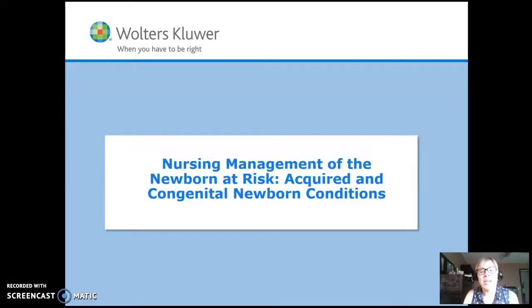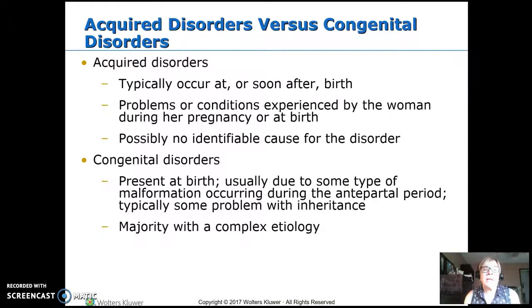This is nursing management of the newborn at risk. So we're looking at acquired versus congenital disorder. Let's start by defining those. An acquired disorder occurs at or soon after birth. This can be a problem or condition experienced by the mother, the woman, during pregnancy or during birth. Or sometimes there's no real identifiable cause for the disorder.